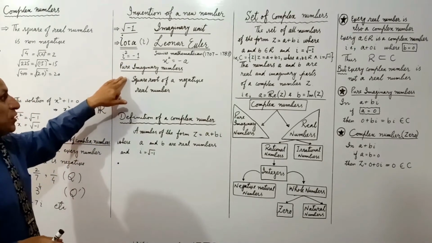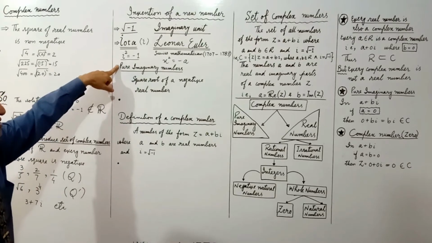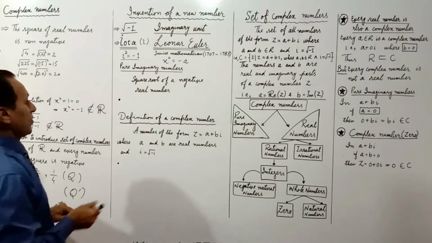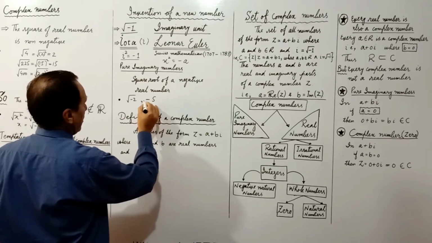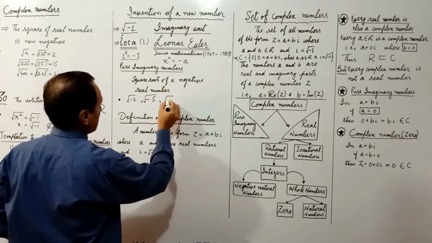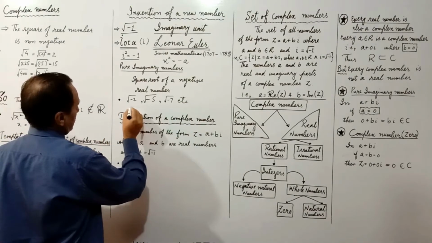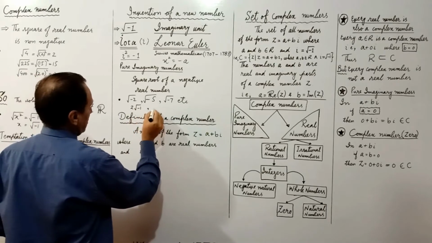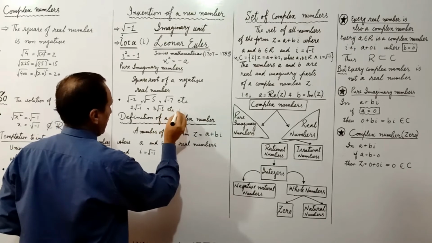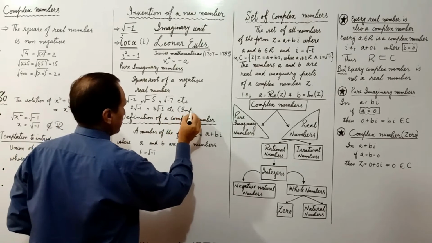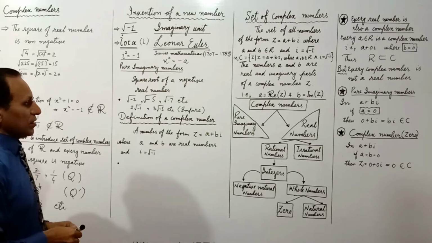All those numbers which are the square root of a negative real number are pure imaginary numbers, like the square root of minus 2, the square root of minus 5, the square root of minus 7, etc. The numbers like 2 times the square root of minus 1, 3 times the square root of minus 5, etc., are impure in nature, as a real number is the coefficient of these, so they are impure.